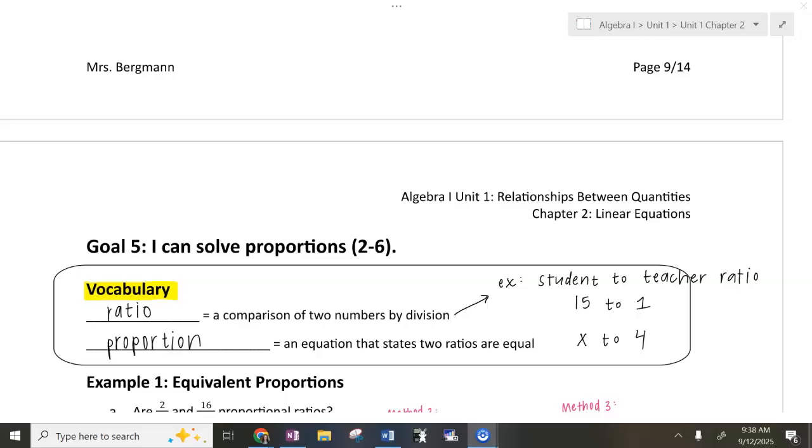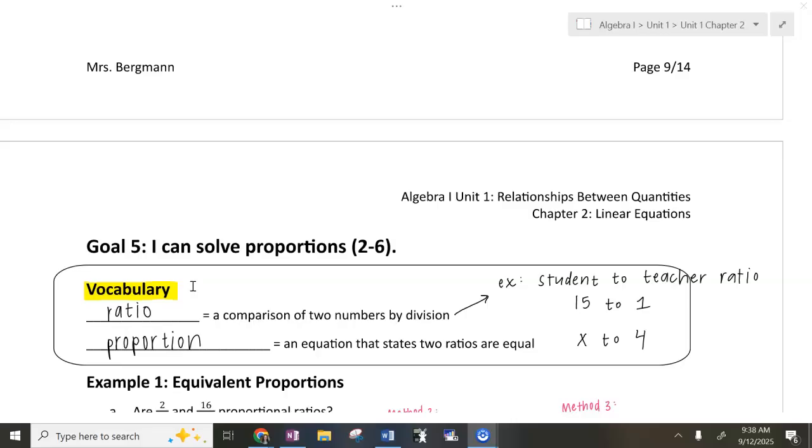Today we are working on solving proportions, which are related to linear equations because they are basically a linear equation, but it's a fraction on both sides. So a proportion is an equation that has, like I said, two ratios that are equal. Another word for ratios is fractions. As you can see from the first vocab word, a ratio is a comparison of two numbers by division. So another way to compare two numbers by division is to use a fraction.